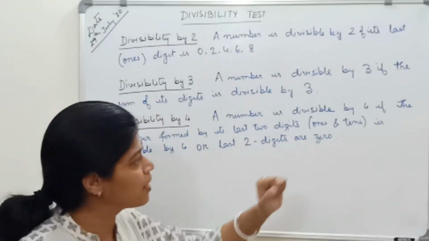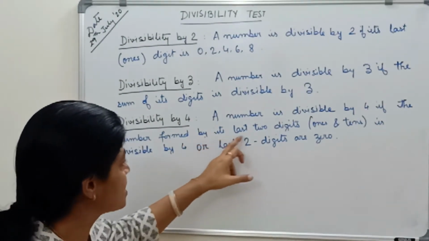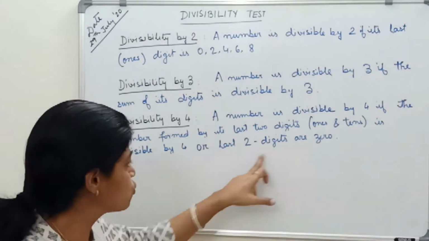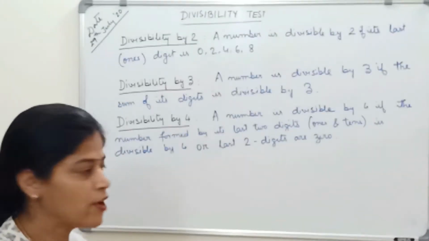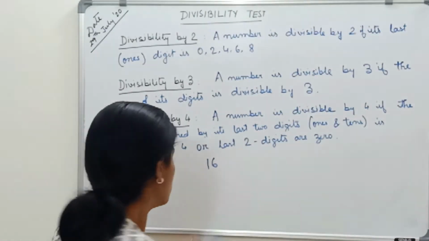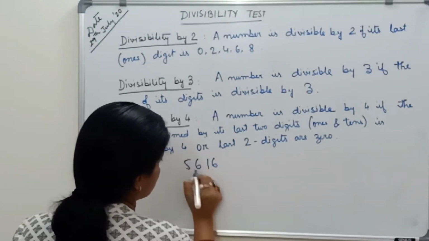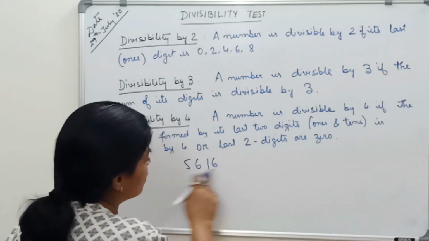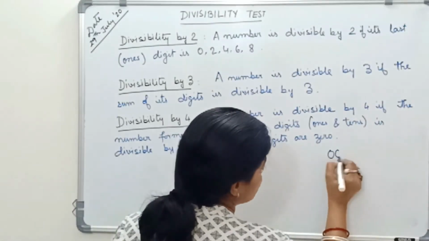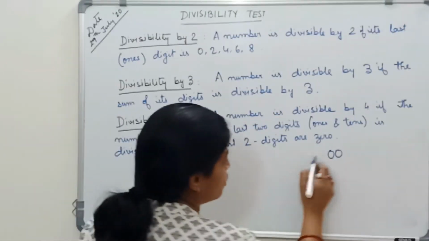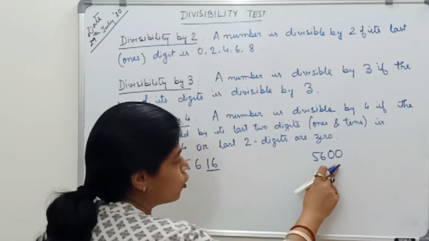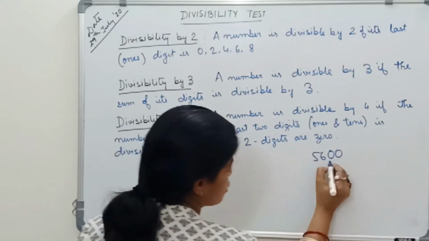Now coming to divisibility by 4. A number is divisible by 4 if the number formed by its last two digits, ones and tens, is divisible by 4, or the last two digits are 0. Suppose I take the number 16. 16 is divisible by 4. So if I take a number, suppose 5616, then this number will also be divisible by 4. Or any number whose last two digits are 0, suppose 5600, will also be divisible by 4.